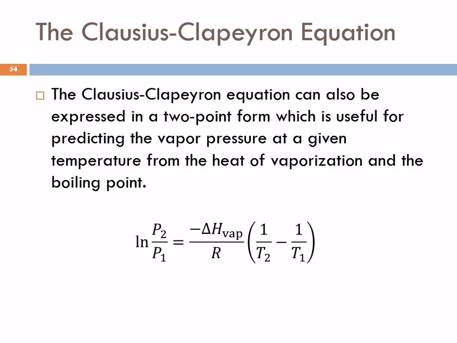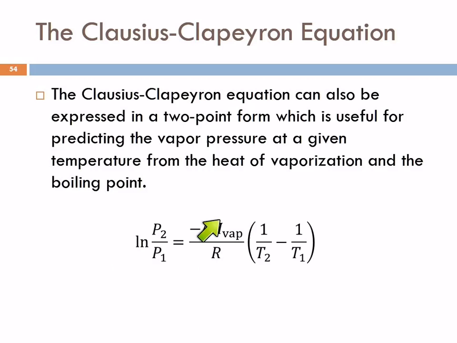There's another form of the Clausius-Clapeyron equation. It's called the two-point form. We just did some math on this, basically. This early in the morning, I don't know if any of us are really interested in how they got this, but this allows us to compare just 2 points instead of having to do a graph and find a slope.